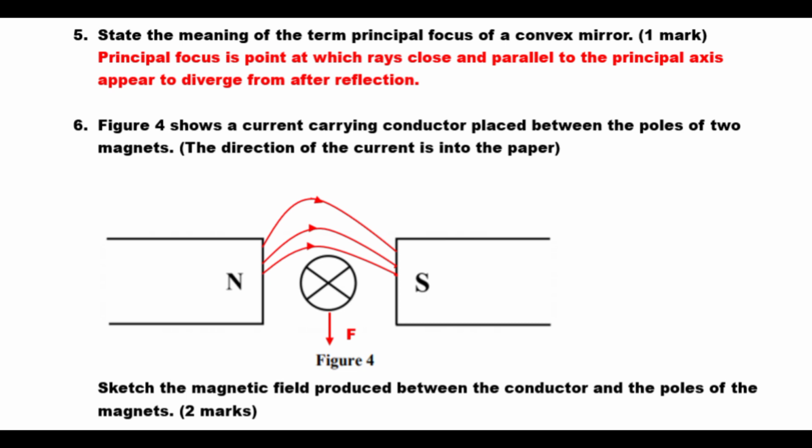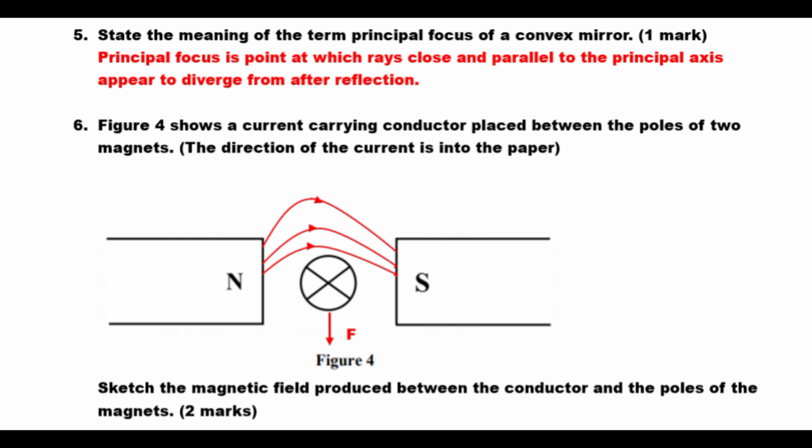Question 6. Figure 4 shows a current carrying conductor placed between the two poles of two magnets. The direction of the current is into the paper. You can see current into the paper. There's a current carrying conductor. Then we have two magnets, north and south. Sketch the magnetic field produced between the conductor and the poles of the magnets. You can see there the field lines and also the force or the motion of the wire downwards. For that case, we are applying Fleming's left-hand rule.